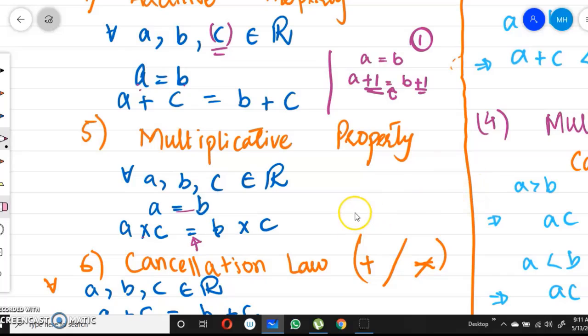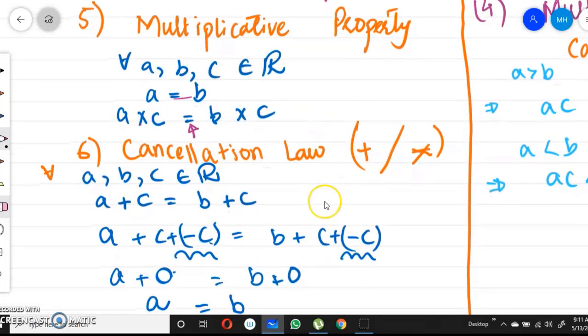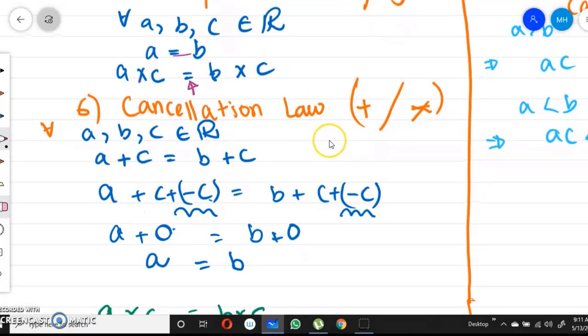Here comes the last tricky part, the cancellation law. What do we have to do in the cancellation law? We can operate on two operations, addition and multiplication. I have given addition over here, and you have to do it by yourself with multiplication. I am giving you time after this.